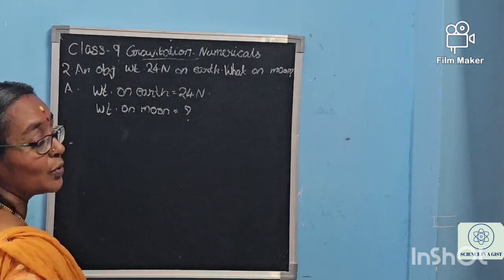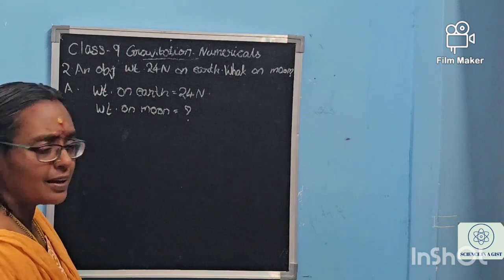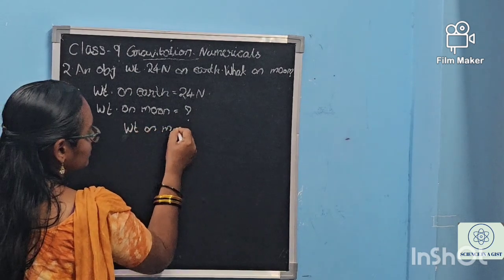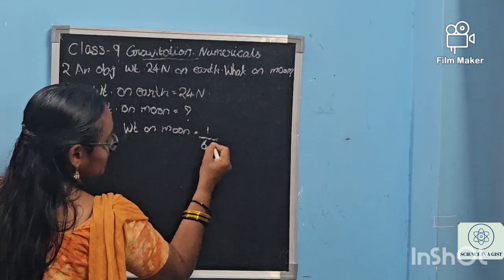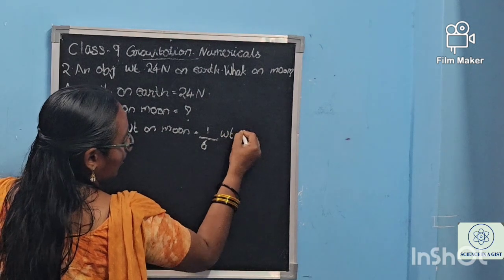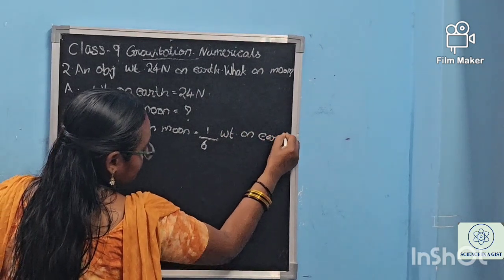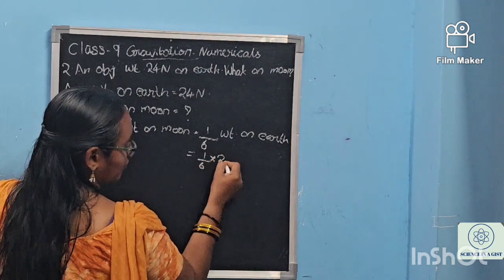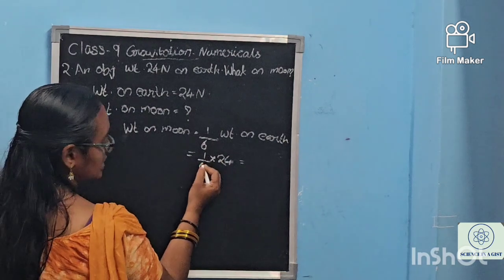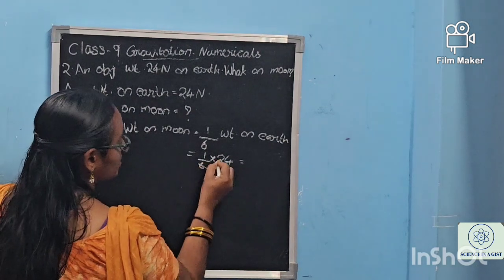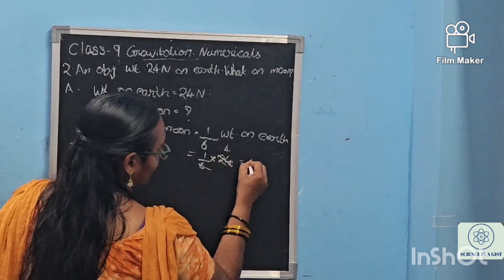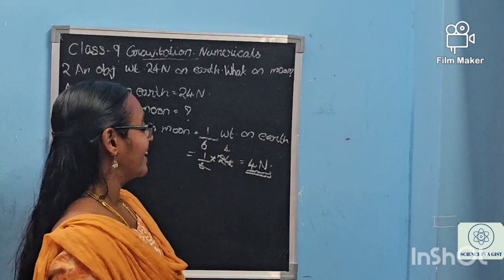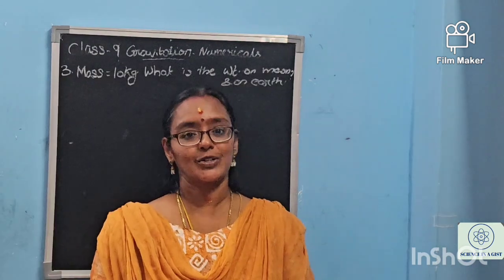Write the equation for solving it. What is the equation? Very simple. Weight on moon is equal to 1/6 of weight on earth. Isn't it? So, 1 by 6 into 24. What will be the answer? 6 ones are 6, 6 twos are 12, 6 threes are 18, 6 fours are 24. So the value will be 4 Newton. How easy it is, right? It is the way to solve the equation. Now quickly going to the third problem.